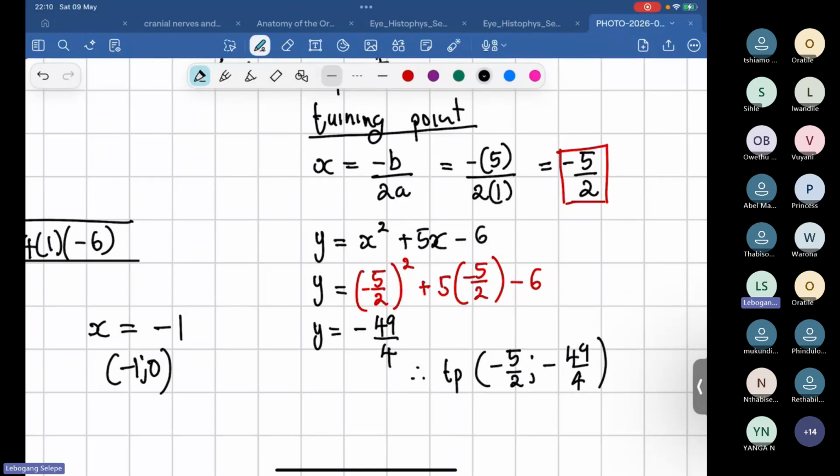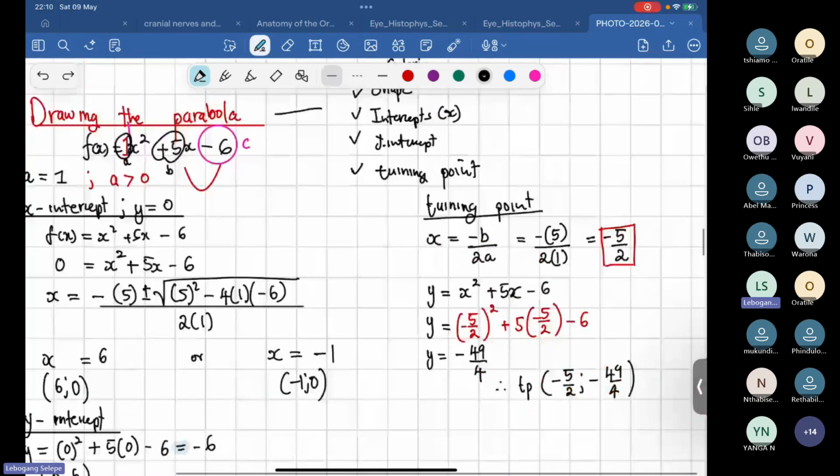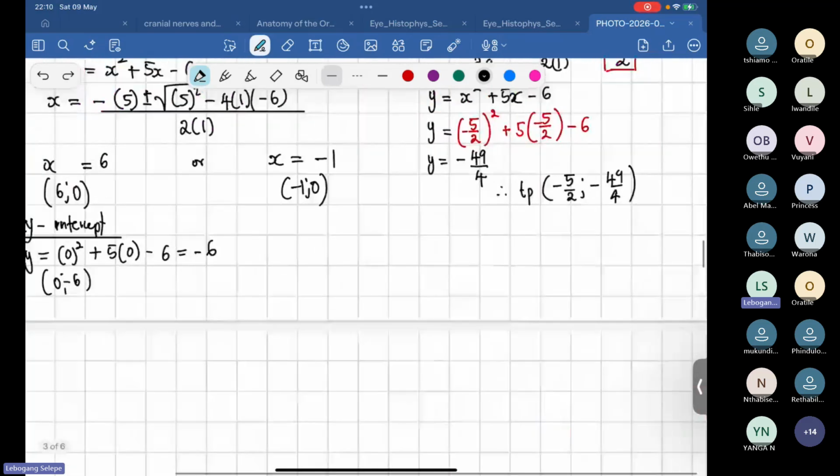Right, so this is telling us that our turning point is on the negative x-axis and also the negative y-axis. Which quadrant is that one? Let's check if people remember. Which quadrant is the negative x-axis and the negative y-axis? It's the third quadrant. 3. Perfect. Quadrant number 3, right? So we expect our turning point to be in quadrant number 3.